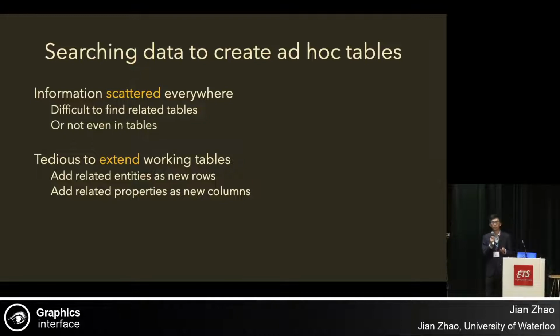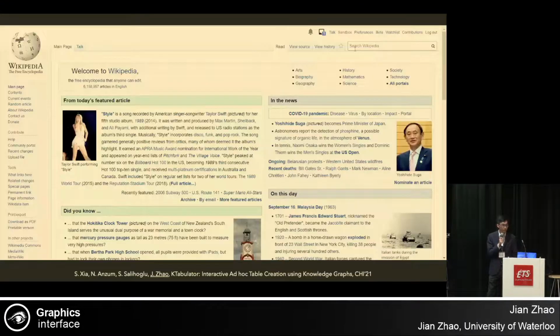But in a lot of cases, the data is not in a table. And even if you find some kind of table that you can manipulate, it is difficult to extend this table with more rows and more columns to get the data set that you need, right? So in this work, we are trying to address the challenge of searching data to create ad hoc tables. The tool we developed is called Tabulator, which can help users grab scattered information on Wikipedia pages to form structured ad hoc tables for further analysis.